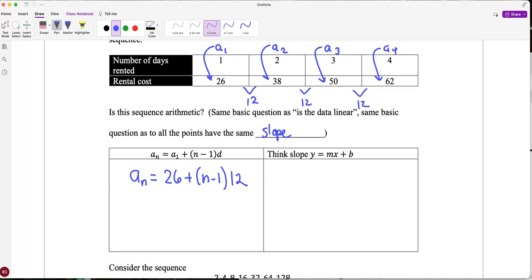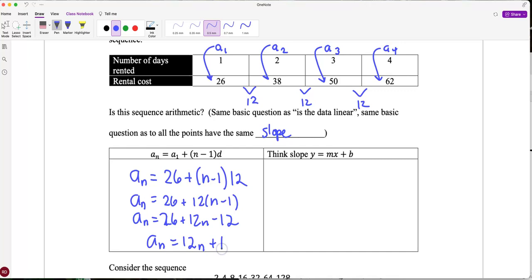So we don't usually like to write that D at the end of the term. So algebraically, we would write it like this: 26 plus 12 n minus 1. Now I can leave it like that and work with it, but if I try to keep going, this is AN equals 26 plus 12n minus 12. So AN is 12n plus 14.